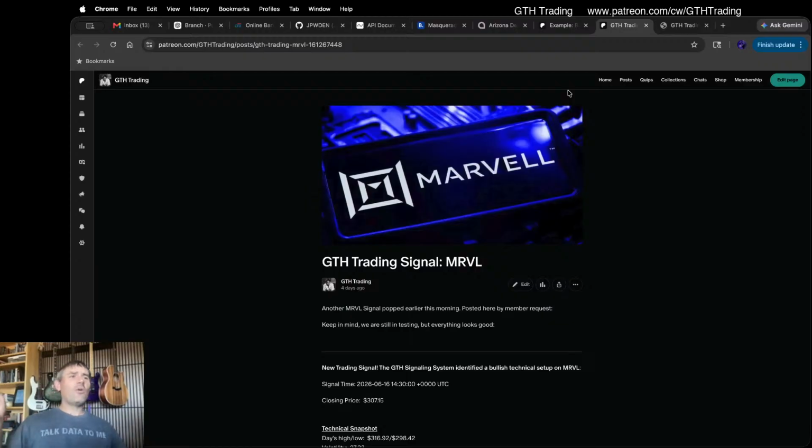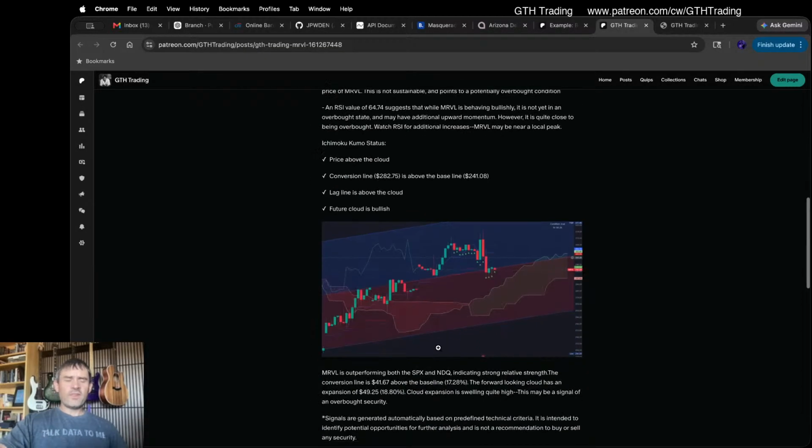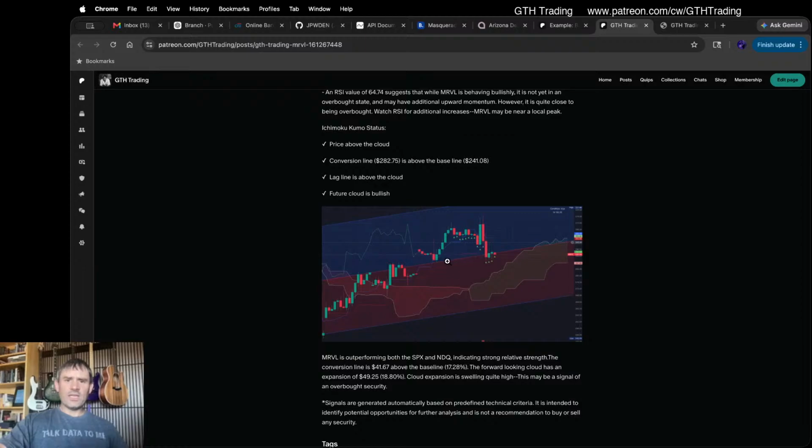So anyway, future roadmap. Right now we have this bullish signal, right? Like Marvel is bullish. It's the same analysis you guys have seen me do a zillion times, right? You see it looks so good on the graph. The Ichimoku looks very nice.